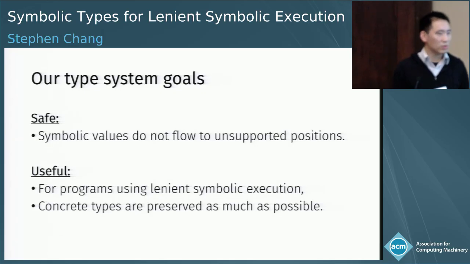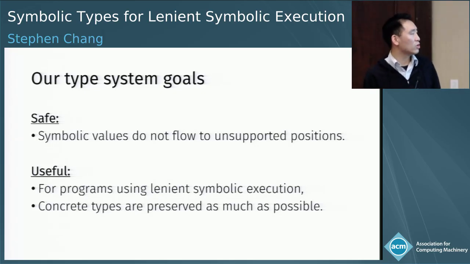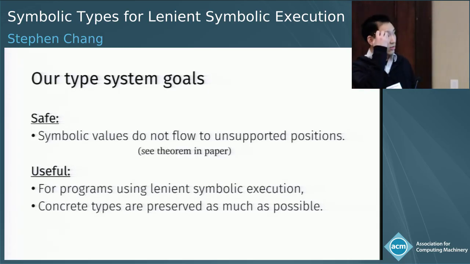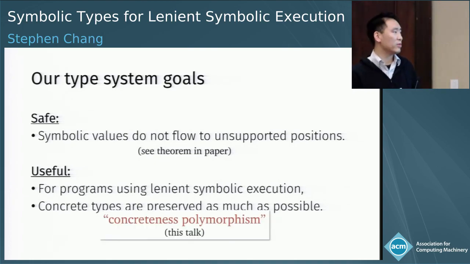And so to summarize our goals, we of course want our type system to be safe. We want it to prevent improper use of symbolic values, but it also has to be useful. It also has to allow us to write the programs that we want, and the way that it does it is by preserving concrete types as much as possible. So if you're interested in the safety part, you can read our theorem in the paper. But for this talk, I'm going to focus on the second aspect, which we achieve using something we call concreteness polymorphism.